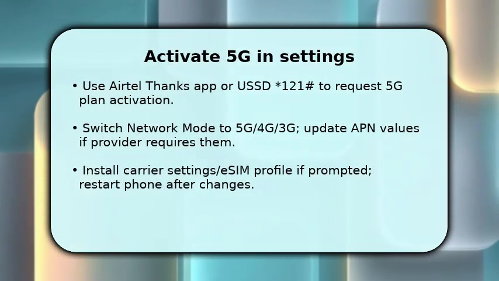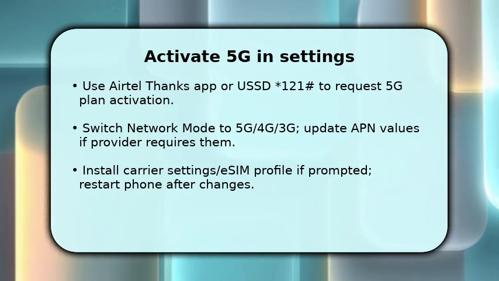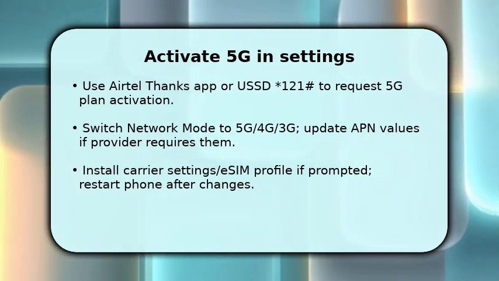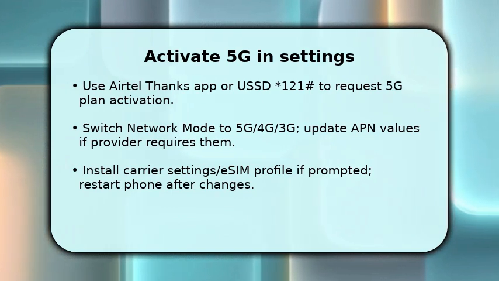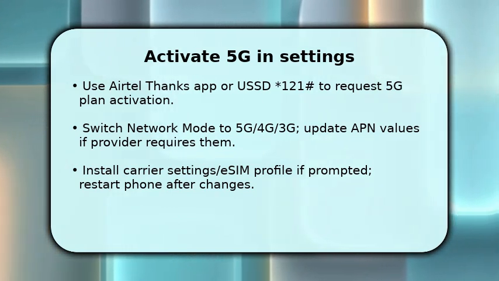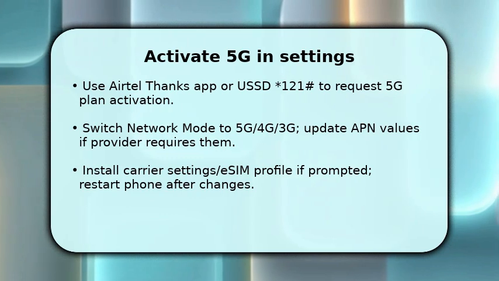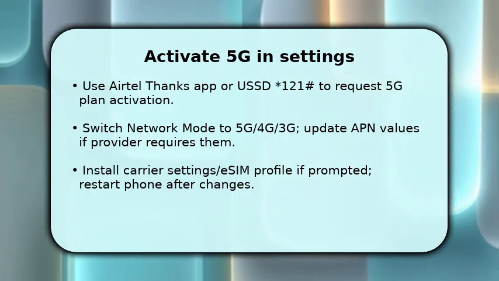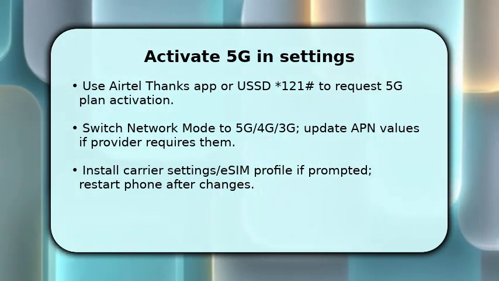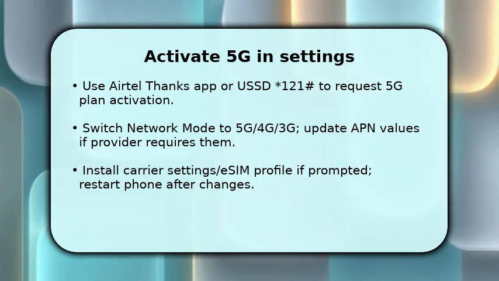You now request 5G access via the Airtel Thanks app or by using the carrier's USSD option. This triggers plan activation on your account. Then, open mobile network settings and change network mode to prefer 5G or 5G/4G/3G so the radio prioritizes the new network.